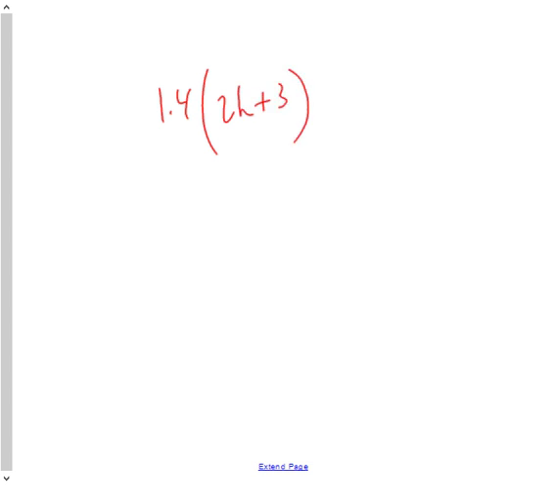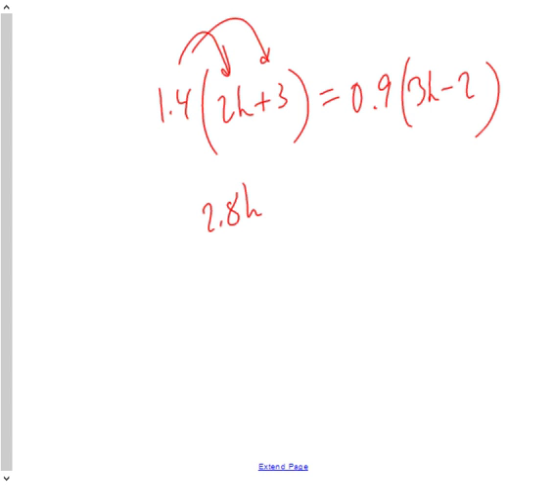1.4 times 2h plus 3 equals 0.9 multiplied by 3h minus 2. So this variation is we have distributive property on both sides, which is wonderful. So on both sides, I'm going to expand. 2.8h plus 4.2 equals 2.7h minus 1.8. Yes, I can do multiplication of decimals in my head.